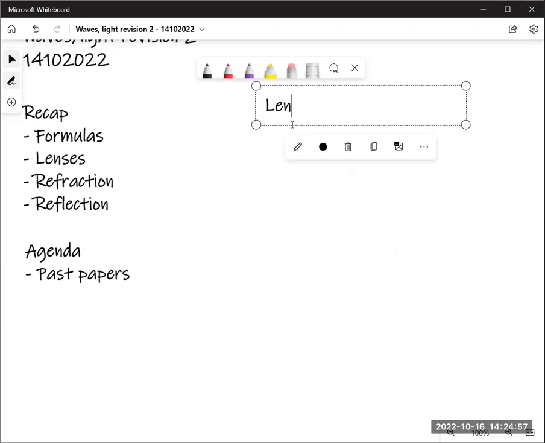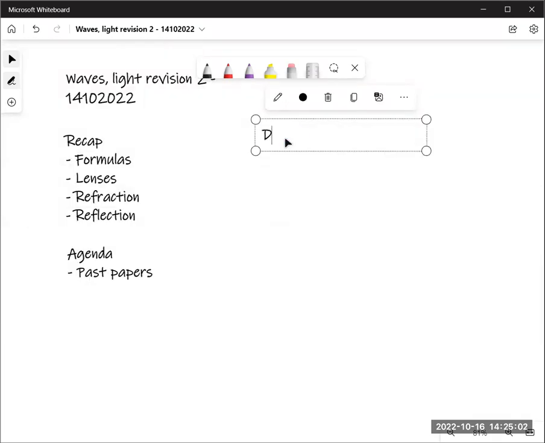Let's start with lenses. Actually, let's start with something new. I think we missed a few things. That is diffraction, and I think dispersion. And I don't think we've done the glass block experiment properly, when you pass a light ray through a glass block. Okay, all right, and then we could just do a question about it. We could just do a diffraction question. Yeah, we can do a question on that.